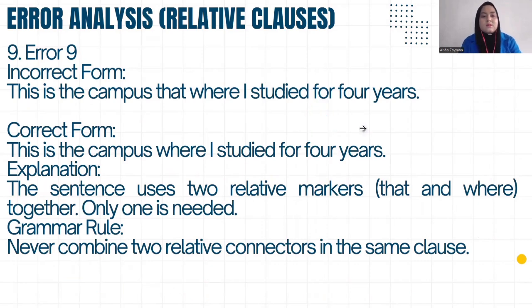Number 9 is "this is the campus that where I studied for 4 years." The correct one is "this is the campus where I studied for 4 years," because the sentence uses two relative markers, that and where, together; only one is needed. The grammar rule is: never combine two relative connectors in the same clause.